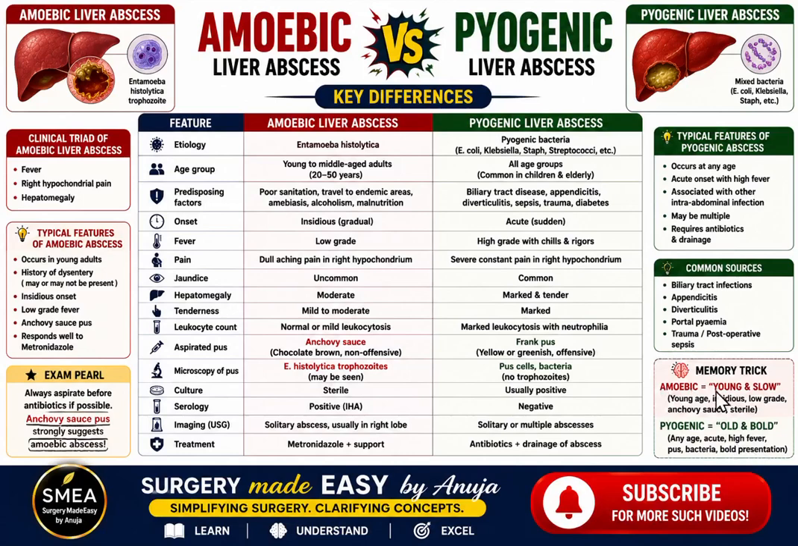A memory trick to remember amoebic liver abscess is that it happens in young people: young age, insidious, low grade fever, anchovy sauce and sterile. Pyogenic is for the old and bold. It happens at any age. It is acute, high fever, pus, bacteria, and a bold presentation.